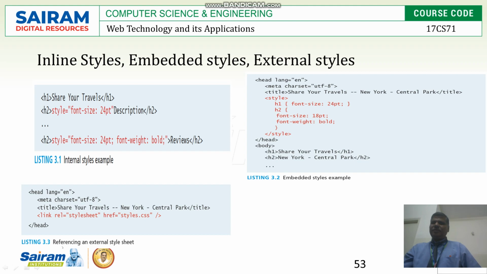Then the third one, this is an external style sheet. Now you see, this style is there, right? Only these things have been written, H1 and H2. Everything from H1 to this point is cut and stored in a file, styles.css. I am going to say that styles.css.